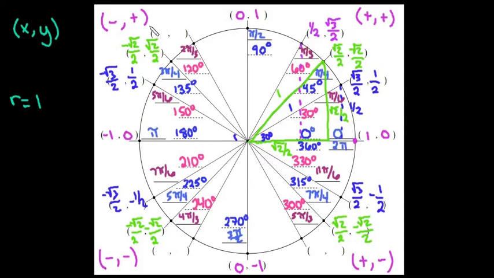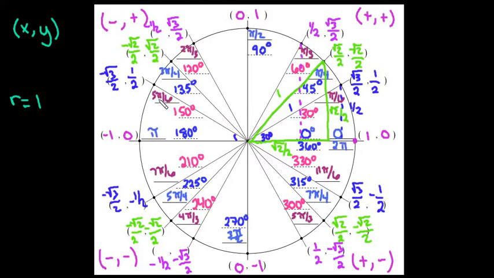This becomes negative 1/2, square root of 3 over 2. Both of them are negative here, so I get negative 1/2, negative square root of 3 over 2. This one is positive 1/2 and negative square root of 3 over 2. So really, if you know the relationship between the 45, 45, 90 triangles and the 30, 60, 90 triangles, coming up with the coordinates is very easy.